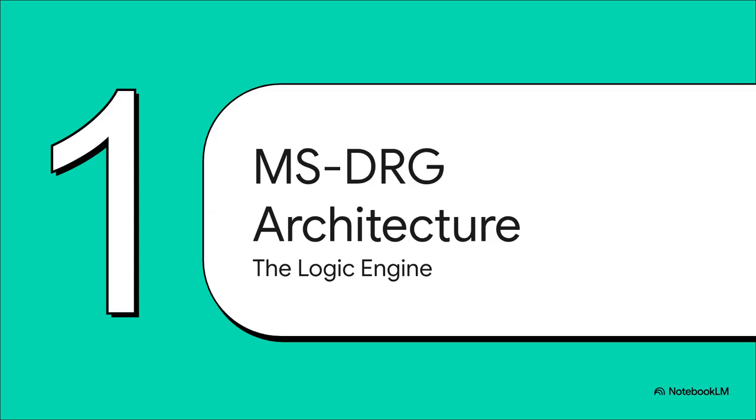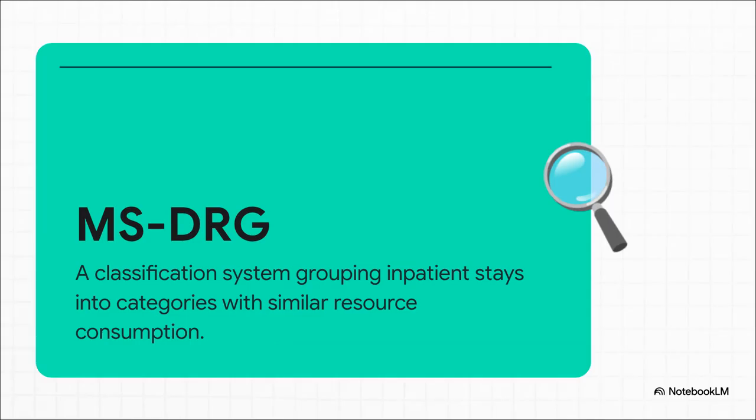Let's break down this MSDRG architecture a bit more to really see how it works. At a macro level, the Centers for Medicare and Medicaid Services, CMS, groups thousands of possible diagnosis and procedure combinations into roughly 750 distinct payment categories. The modern version we use in the US is the MSDRG, or Medicare Severity Diagnosis Related Group. But here's the thing you have to remember. An MSDRG isn't just about clinical care. It is fundamentally about measuring and compensating for resource consumption during a patient's stay. Every single DRG represents a group of patients with similar clinical characteristics. So the formula is basically clinical similarity plus resource similarity equals one payment group.